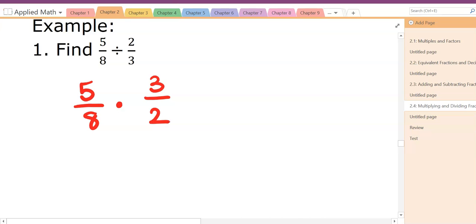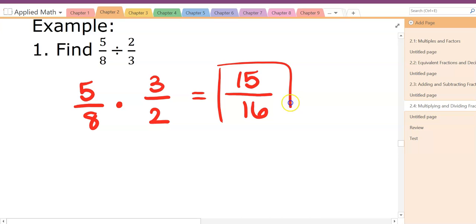Check and see if there's anything that you could possibly reduce here, which I don't think I see anything, because like 5 and 2, you can't take a 2 out. I can't take a 3 out of 8. So I'm going to go ahead and just multiply across. So I get 15 on top, 16 on the bottom. This one can't be reduced because I couldn't reduce it before, and I can't reduce it anymore because I can't take anything out.